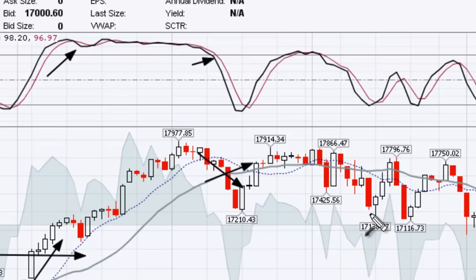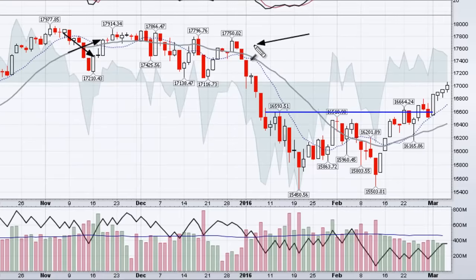Next week I suspect we'll see more of a push to test this previous high here.